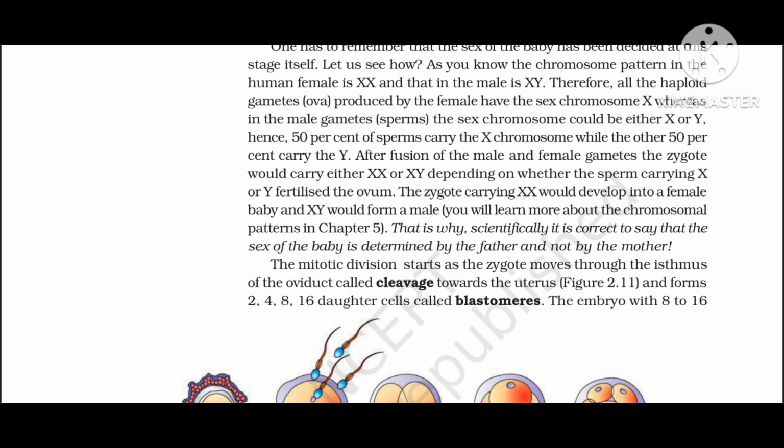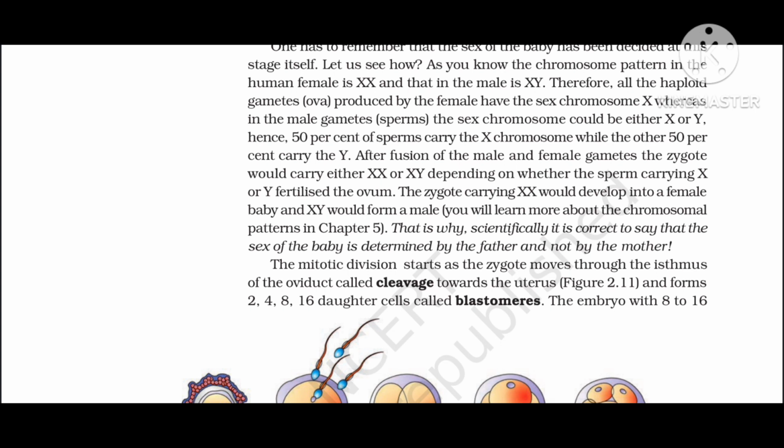The mitotic division, called cleavage, starts as the zygote moves through the isthmus of the oviduct towards the uterus and forms 2, 4, 8, 16 daughter cells called blastomeres. The embryo with 8 to 16 blastomeres is called a morula. The morula continues to divide and transform into a blastocyst as it moves further into the uterus. The blastomeres in the blastocyst are arranged into an outer layer called trophoblast and an inner group of cells attached to the trophoblast called the inner cell mass.